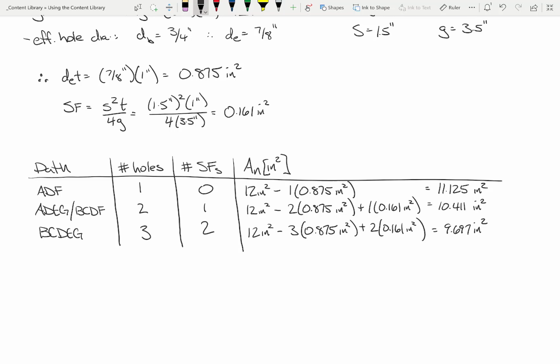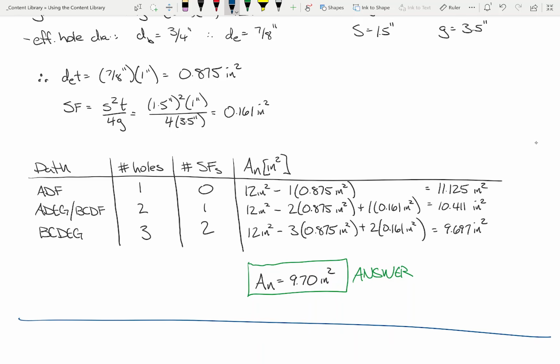Another way of saying it is, if I yank on this, it's going to fail along the path of least resistance. And how could we define the path of least resistance? Well, for a steel tension member, it is the minimum area provided to resist load. In this case, this one. So I ask you, what is the net area of this member? The net area is 9.7 square inches. And that's the answer. Does that make sense?